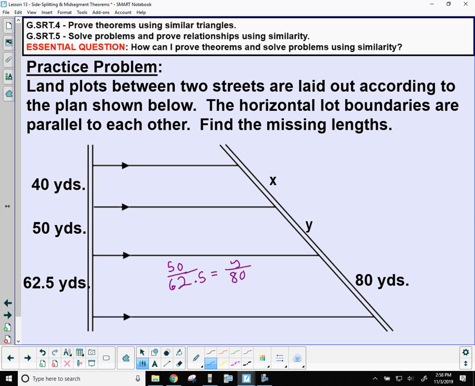Again, y'all are getting better at this cross multiplying. Swoosh, swoosh. Solve, and yes, you should have gotten x being 51.2-ish, and y should be 64. If you set up your proportions and didn't get the right answer, go back and make sure you got things set up right, okay?